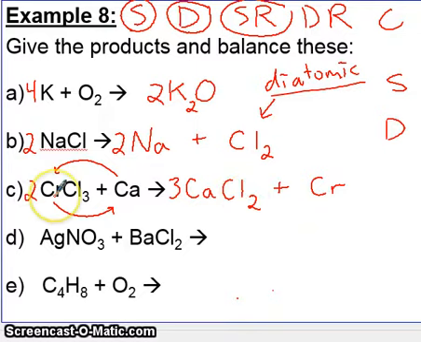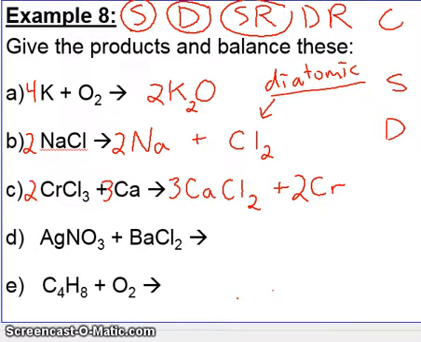That gets us 2 chromiums, so we'll double this up. This gets us 3 calcium. We'll triple this up. And this is the balanced equation, and you can erase the little arrows if those are getting in the way. And you see the full balanced equation.